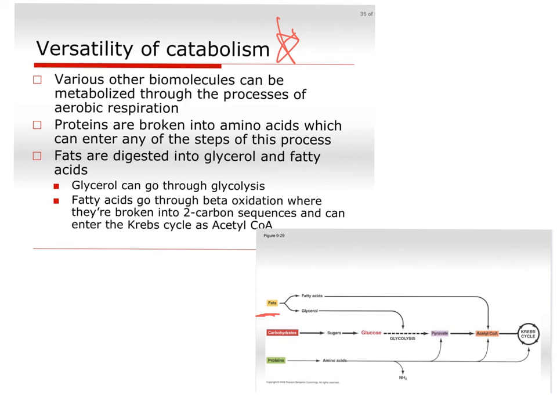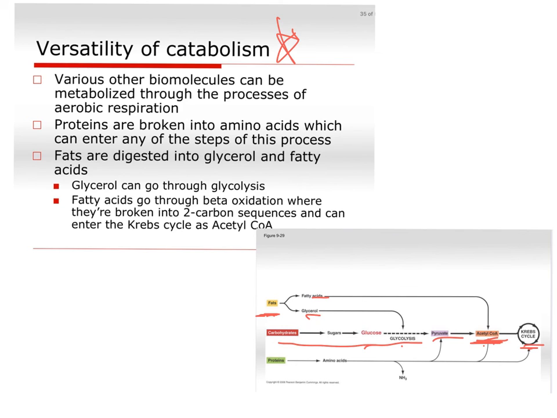Notice, here's our steps, right? Here's glycolysis here, here's the Krebs cycle here, here's the pyruvate processing, right? Notice we can put fats, we can break them into glycerol and fatty acids, and the glycerol can be broken down in glycolysis and then go through the steps. Fatty acids can be converted directly into acetyl CoA and then go into the Krebs cycle. Proteins can be broken into amino acids and can go in as pyruvate. They can go in as acetyl CoA, or they can go in at the Krebs cycle.